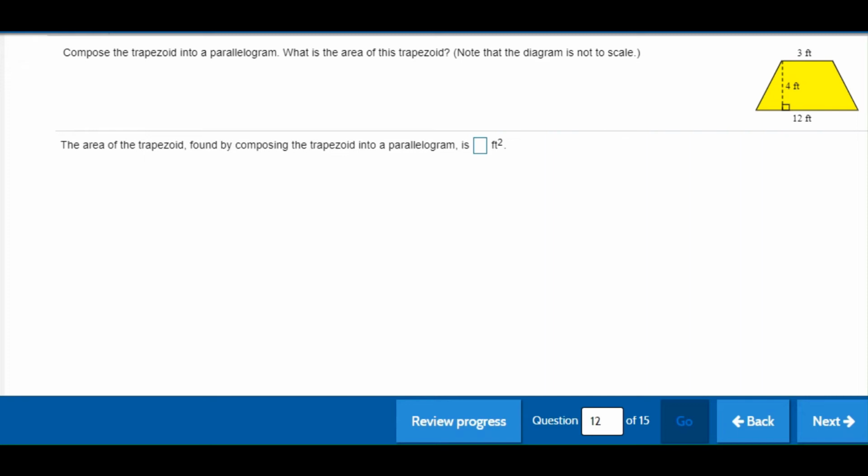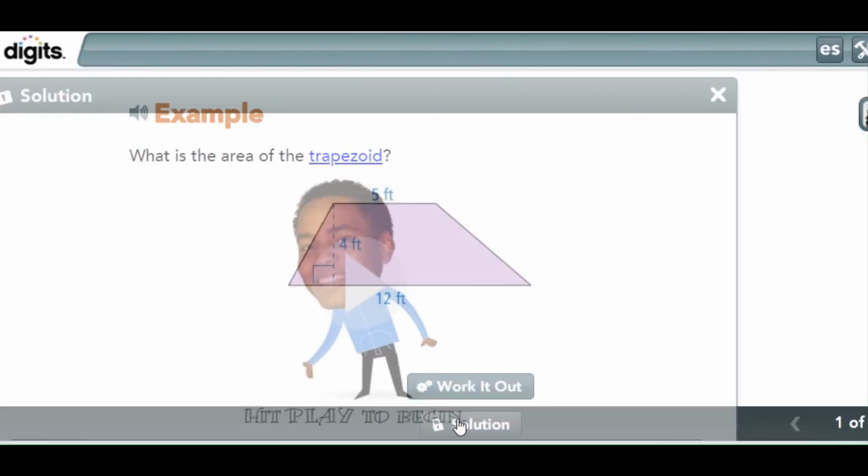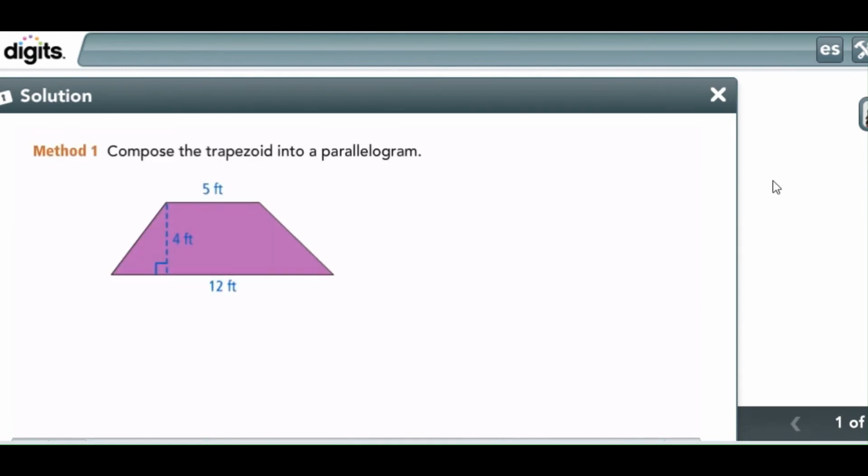So we want to make the trapezoid into a parallelogram. The first thing we have to do is make a copy, rotate it, and compose it. So let's go back to the lesson where we learn how to do that. Here's an example of that. Method 1. Compose the trapezoid into a parallelogram. First, make a copy of the trapezoid. Then, rotate the copy. Then push the trapezoids together to form a parallelogram.